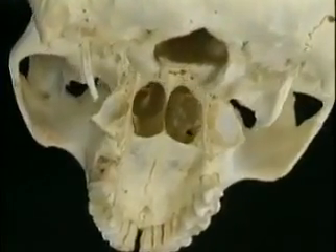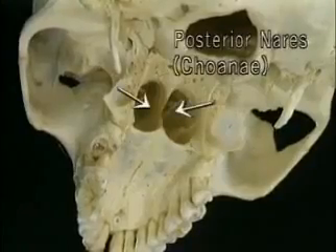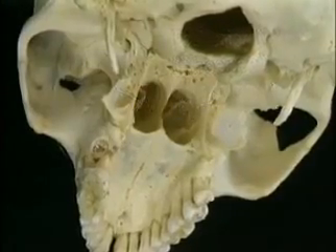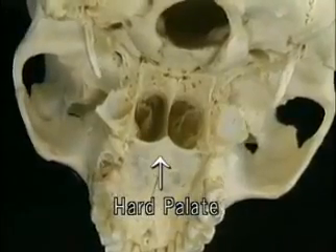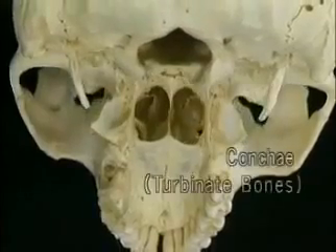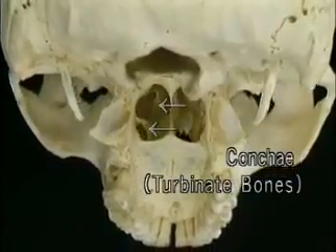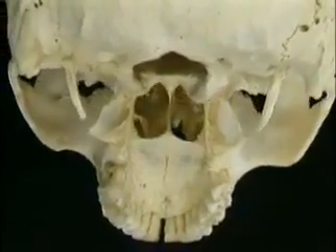Between the two medial pterygoid plates are the posterior openings of the nasal cavities, the posterior nares, or choanae. The hard palate forms the roof of the mouth and the floor of the nasal cavities. Here inside the nasal cavities are the conchae, or turbinate bones. We'll look inside the nasal cavity in the next section.